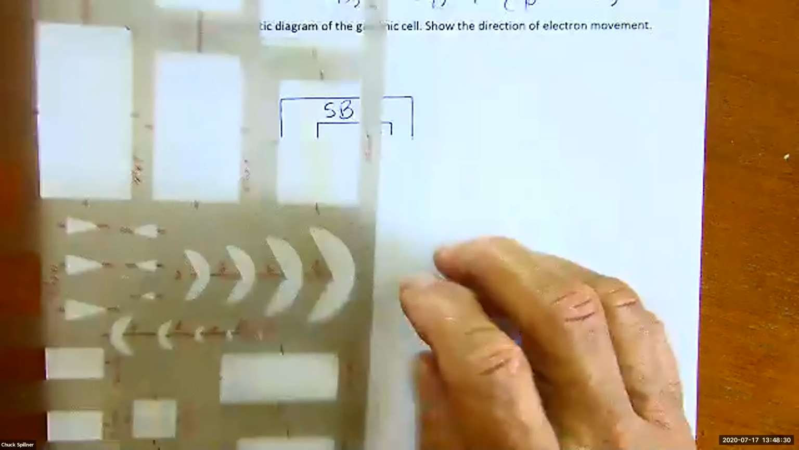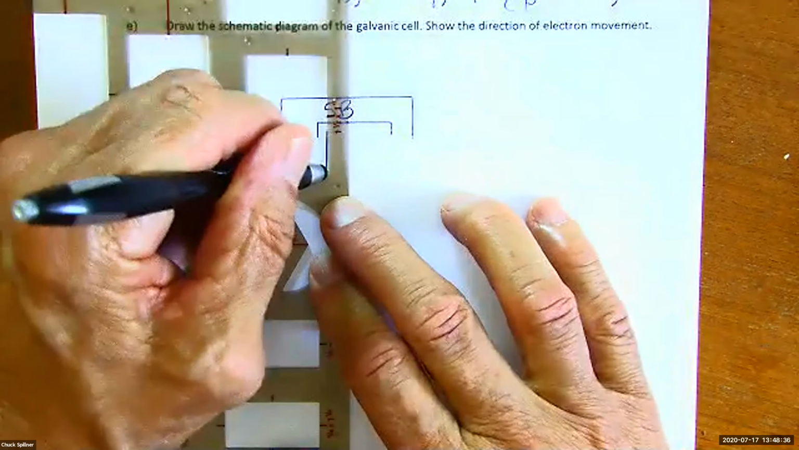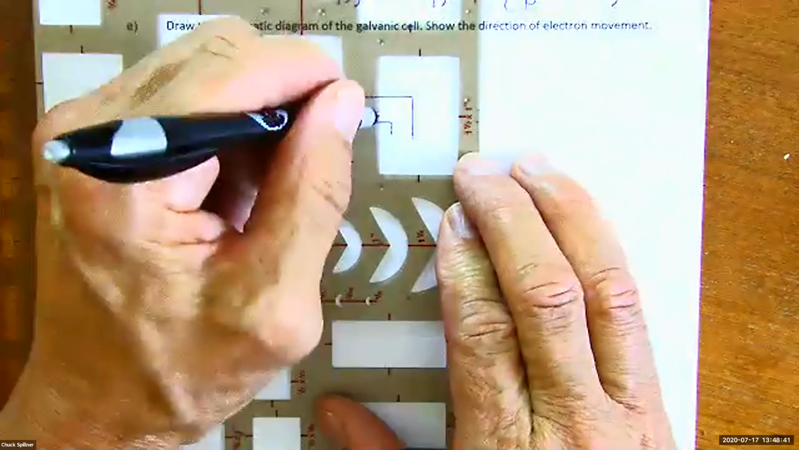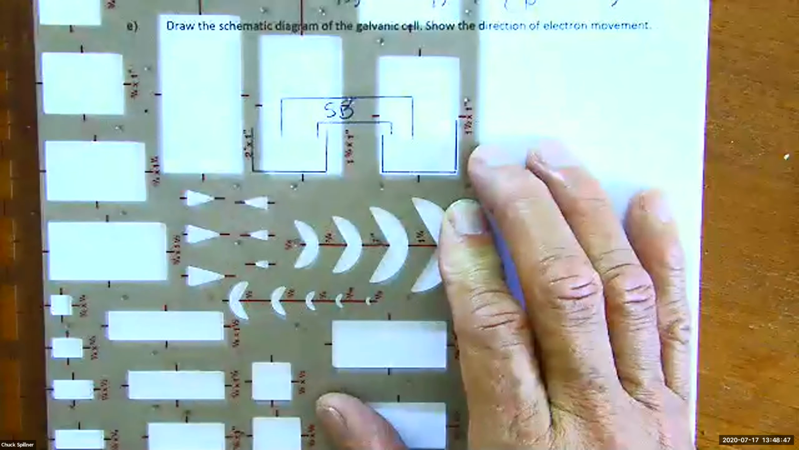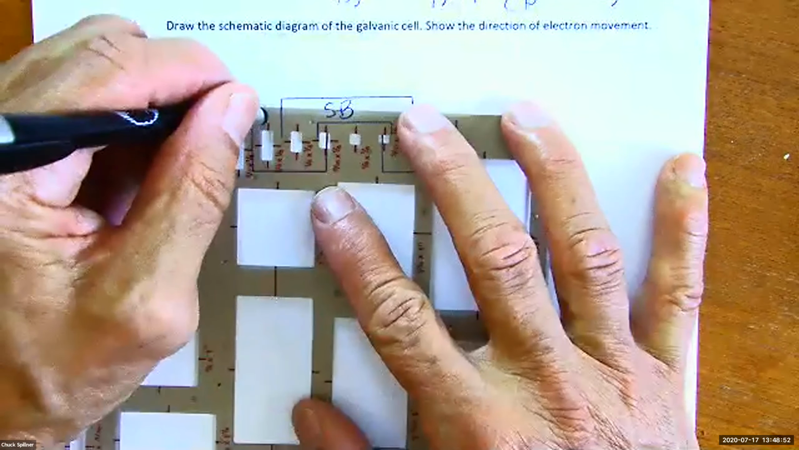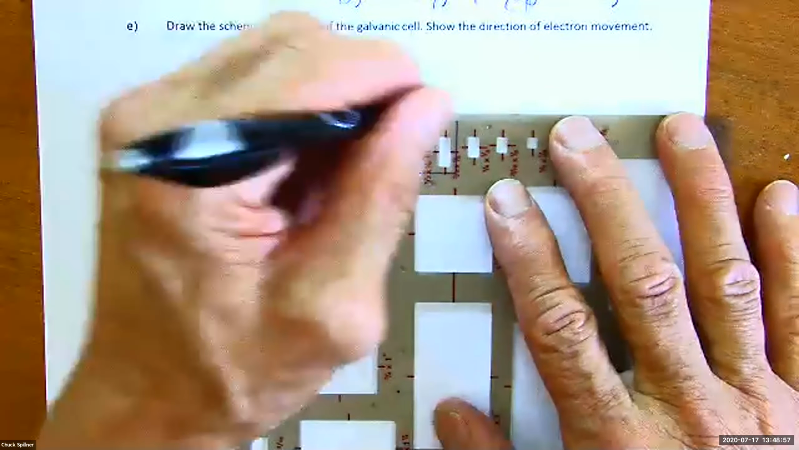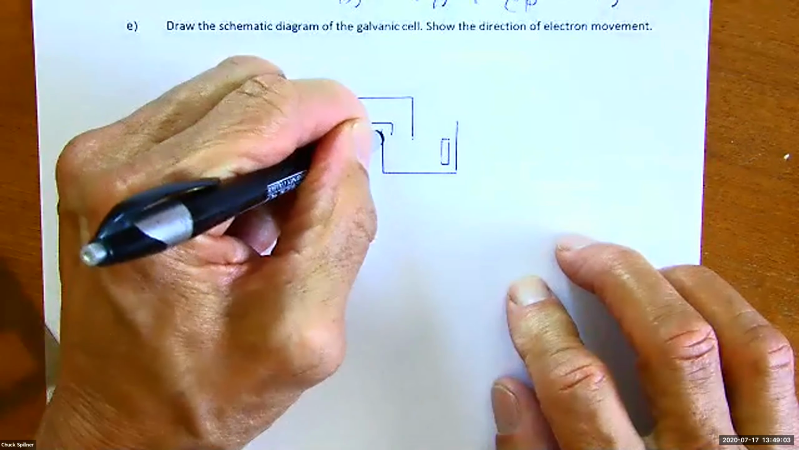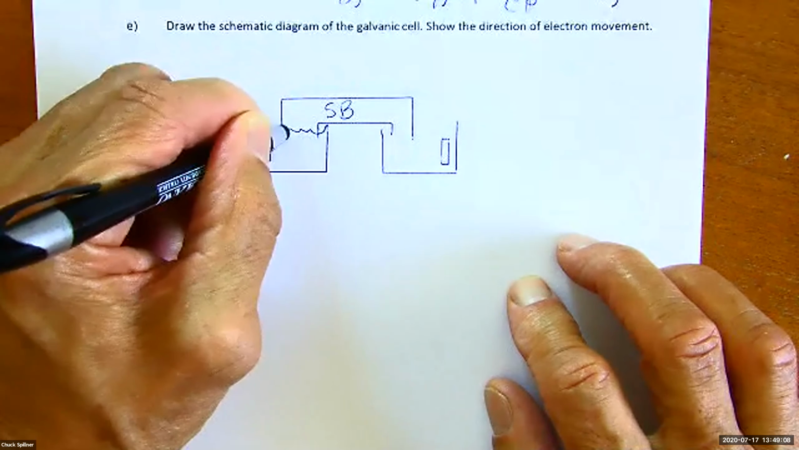And then on either side, on the left side of the salt bridge, I have to have an anode. So here's my anode. And on the right side, I have to have the cathode. So there's my cathode. And then inside this anode and cathode is an electrode. So here's one electrode, and here's the other electrode, right? And my salt bridge, and then I have a solution in here.